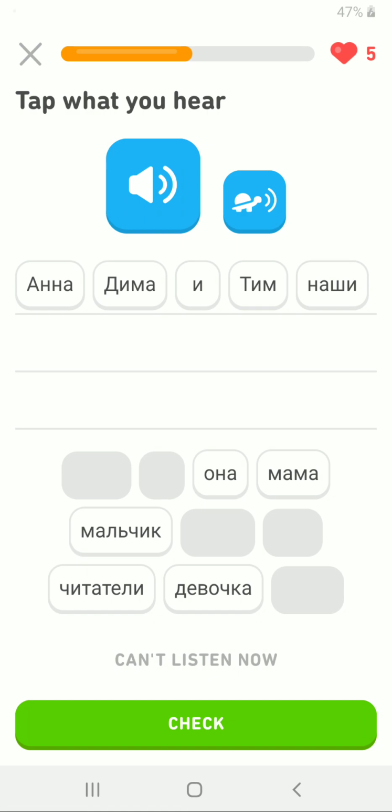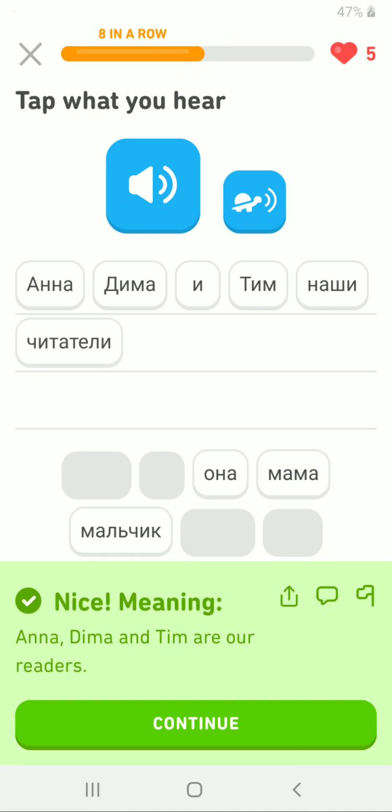Читать is to read. That's the infinitive of the verb. But here we have the noun. Читатели it should be. Анна, Дима и Тим – наши читатели. But the accent is like читатели. So this is very soft. Yeah, readers. Читатель, читатели.